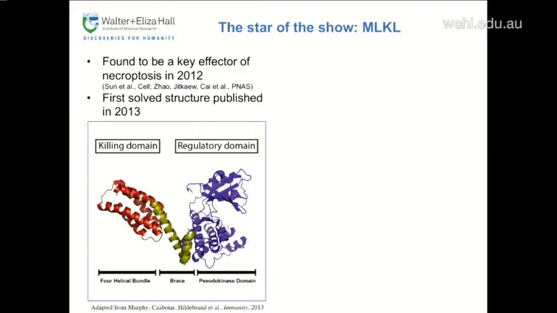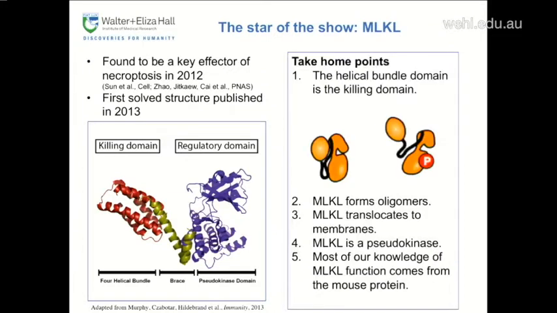So there's an N-terminal four-helical bundle domain, and this is what we know as the killing domain. It associates with the membranes and causes the disruption. Then there's the pseudokinase domain, which is the regulatory domain, and this is where the kinase RIP3 phosphorylates the protein. In between, there's a brace region that consists of two helices. What we think happens is that when the phosphorylation event happens, a conformational change occurs that causes a shift through these brace regions, releases this four-helical bundle, and allows cell death.